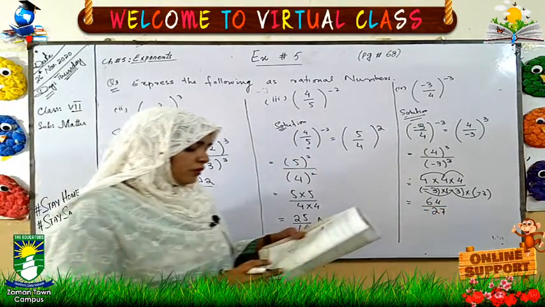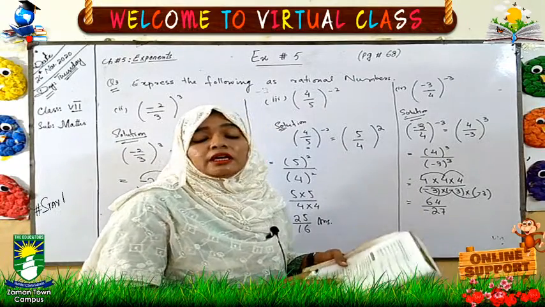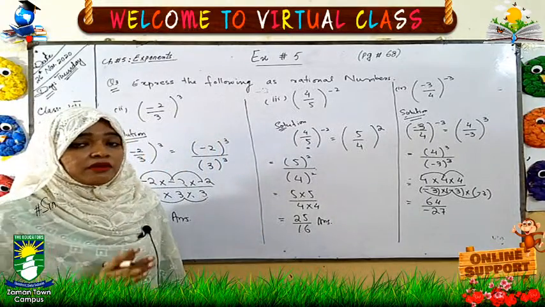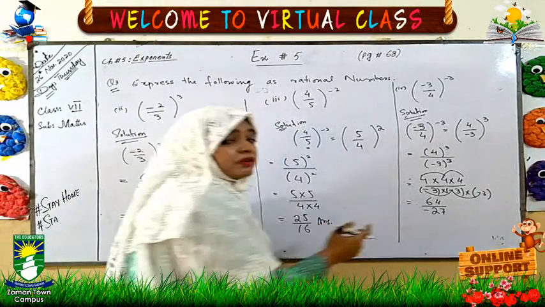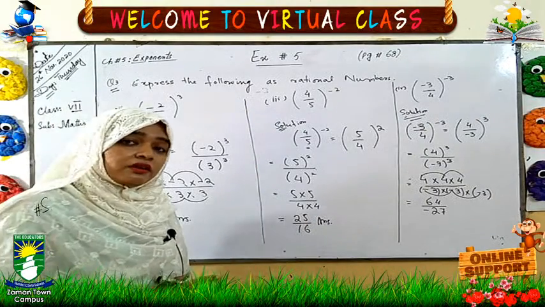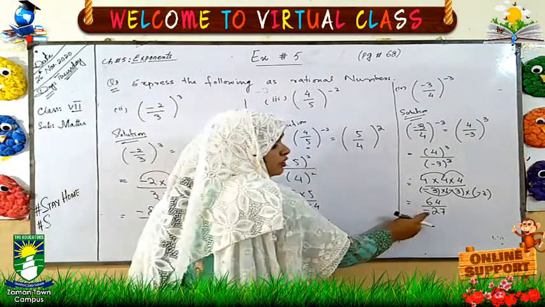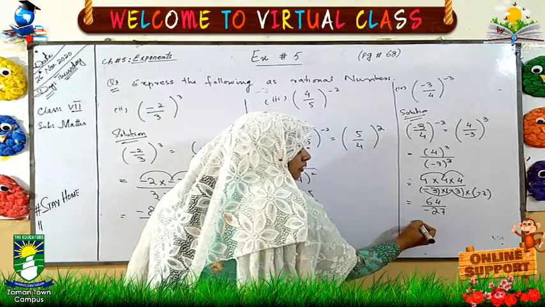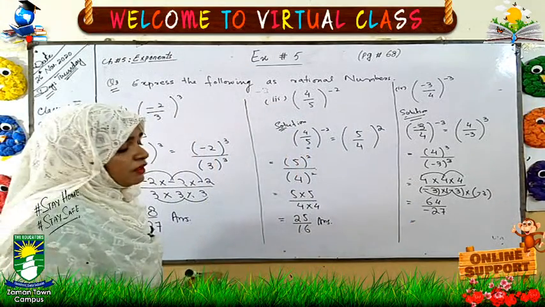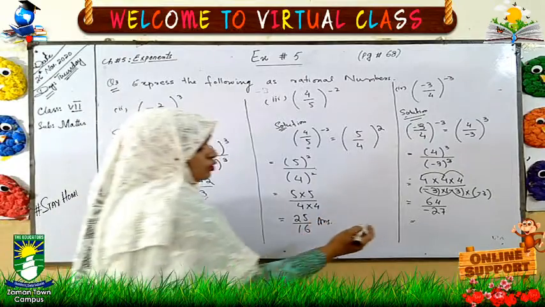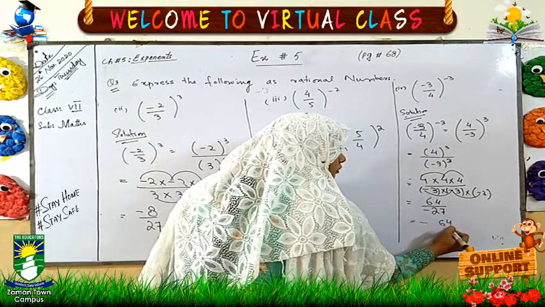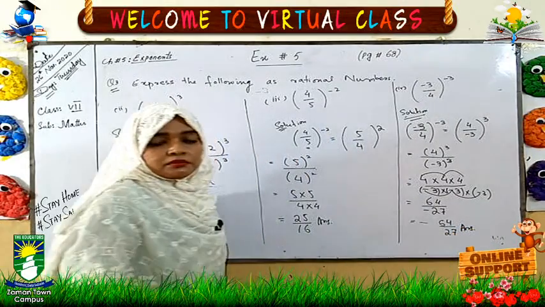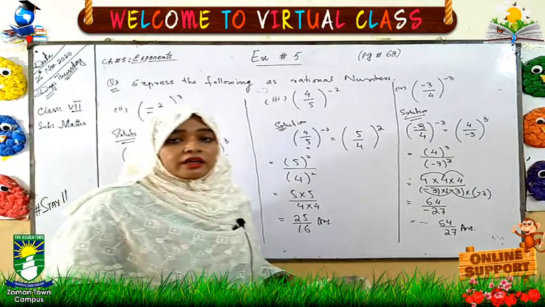Now if you read your question, you have to express the following as a rational number, and you all have in your mind that whenever we have to write our answer as a rational number, we will write it in standard form. And how will we write it in standard form? We are not allowed to write our denominator with the minus sign. So we will change it, as we have done in our previous exercise, by shifting the minus from the denominator to the numerator. So my answer will be minus 64 upon 27. All the parts of question number 3 are in your homework.